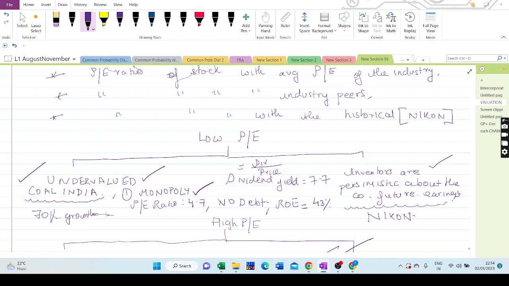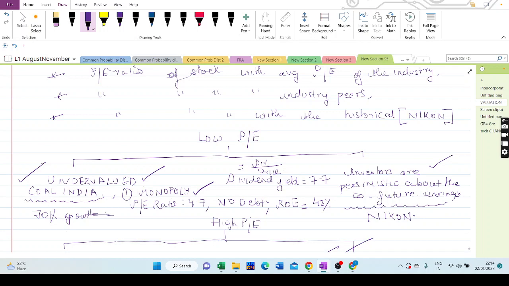Guys, this is how you can use the P/E ratio. If the P/E ratio were 40 or 50, then naturally we would not have invested in this particular stock. We would have thought that, okay, these fundamentals are already priced into the stock. That is why the P/E ratio is high, right? So we would not have invested in this stock if the P/E ratio had been higher. But because the P/E ratio is low, we are getting very high growth at a low price. We are getting high ROE at a low price.